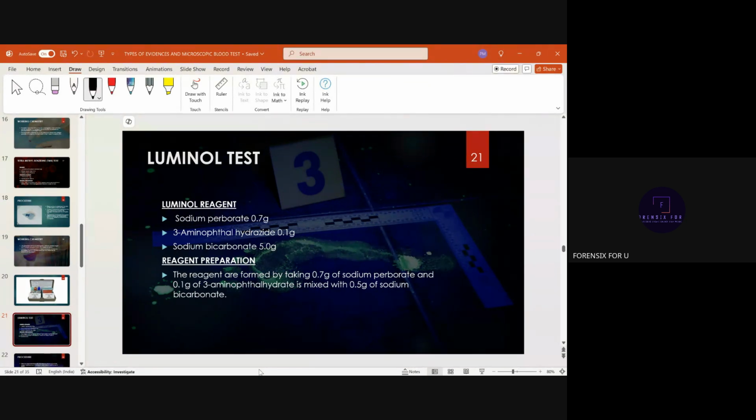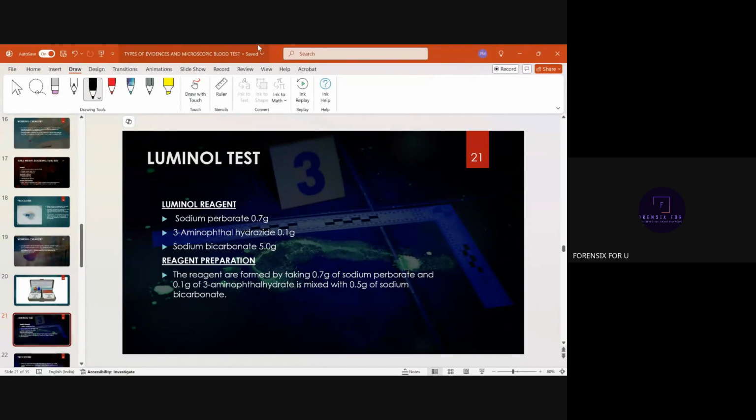Yes, dear, plants and some varieties of fruits and vegetable oils give a lot of components and compounds that give a positive result for this test. That is why this is not confirming blood. This is just a presumptive or preliminary screening, as we call it. We are just screening the evidence for the next procedure.